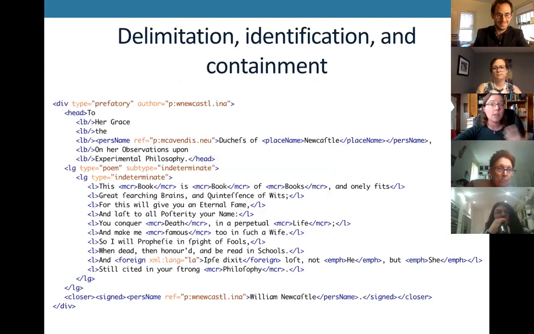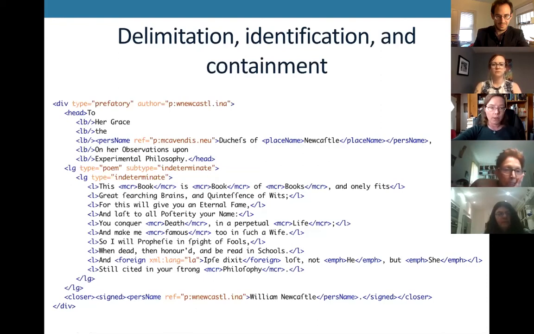First is that we're now seeing the broader context for the basic containment into elements that we were just looking at. So the persName for William Newcastle at the bottom there is in a signature, which is in the closing matter for this textual division. And we can also see how attributes are providing more information about elements. For instance, we have this type attribute at the top there with that div, which is specifying that this type of textual division is a preface.